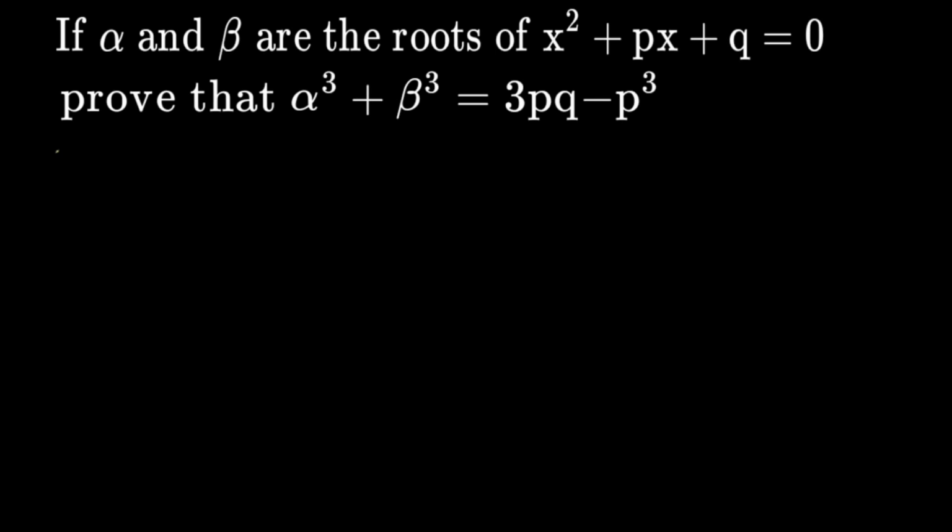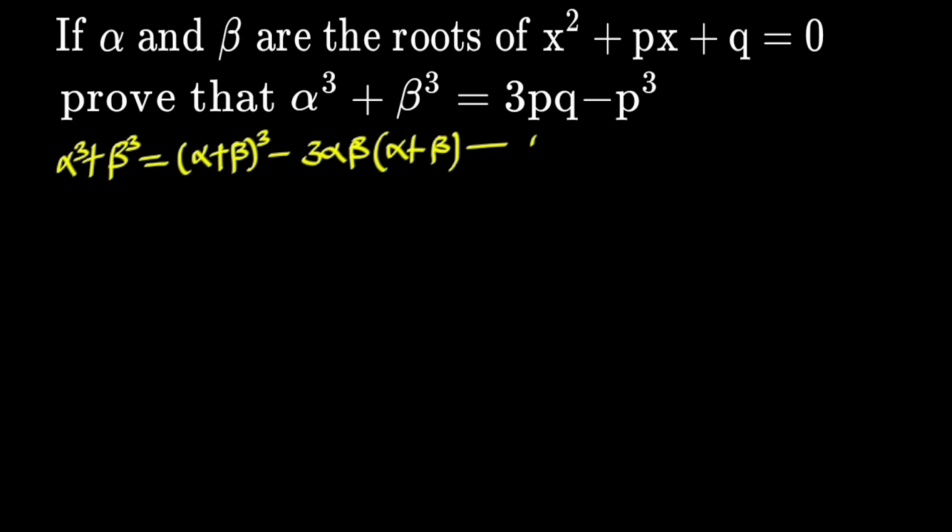If alpha and beta are the roots of the equation x² + px + q = 0, prove that α³ + β³ = 3pq − p³. Solution. α³ + β³ = (α + β)³ − 3αβ(α + β). Let's call this equation 1.